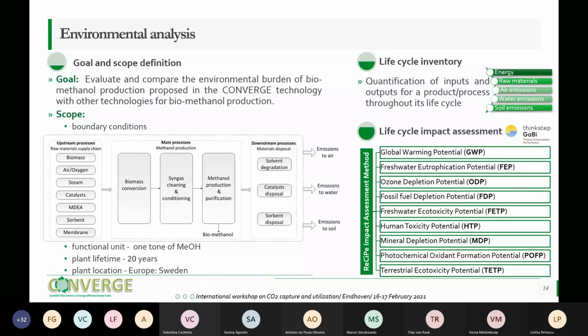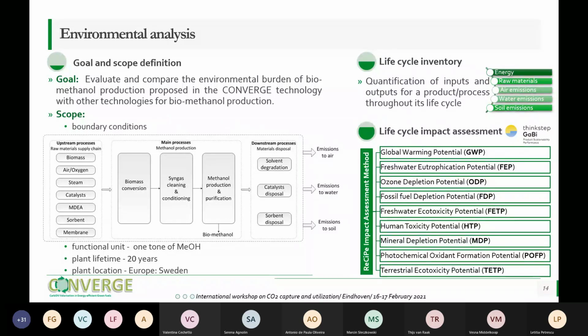Talking about the boundary conditions, I can say that the boundaries are drawn around the main processes consisting of the biomass drying, syngas production and cleaning, and methanol synthesis. Besides the main processes, the system boundaries should also include additional processes, which are represented by the upstream processes such as the biomass supply chain, the catalyst production, the solvent for the acid gas removal for the base case, and the sorbent or membranes production. Downstream processes will be focused on the solvent degradation, the sorbent disposal, and the catalyst disposal.